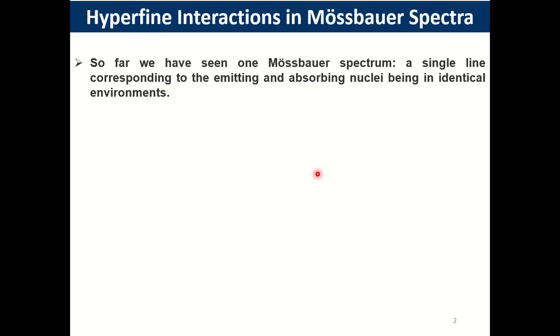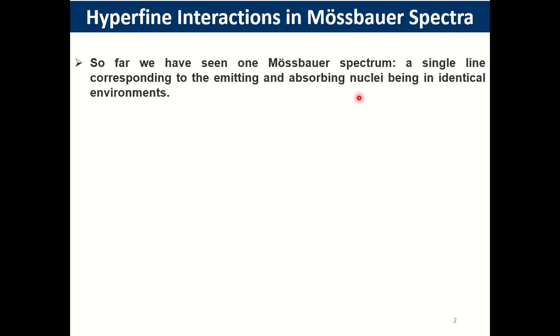So what you have learned so far is that in the case of emitting material and absorbing material, if both are the same, that is, the nucleus in the excited state that emits the gamma ray, and the nucleus in the ground state, which is what we mean by absorbing nuclei, are both in identical environments, then you are going to get a single line without any shift in the velocity that is plotted on the x-axis. That is when we have Fe57 as the source and Fe57 metallic iron as the absorber.